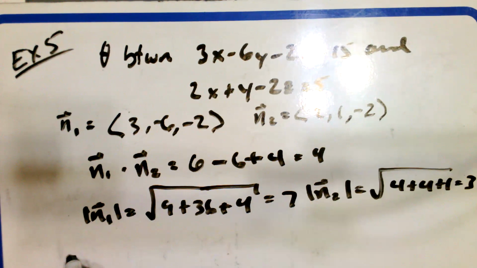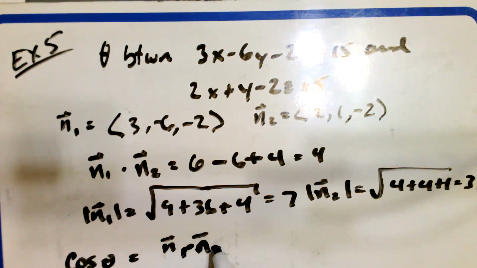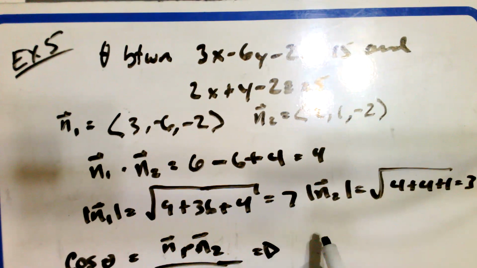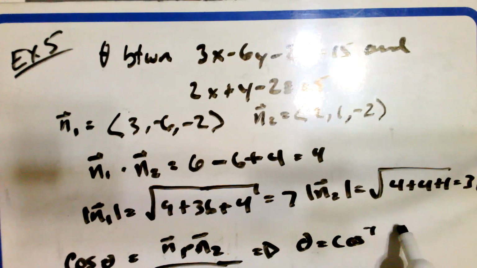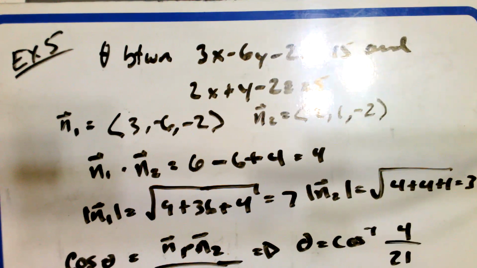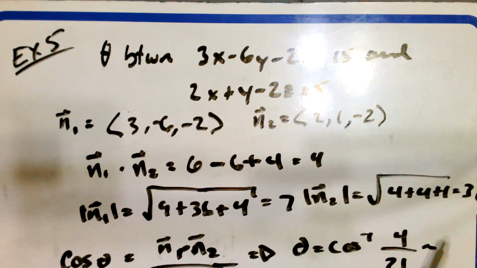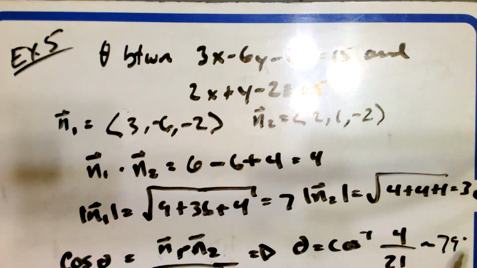So then the cosine of theta, the angle between, is N1 dotted with N2 over the magnitude of N1 times the magnitude of N2. So if I take the inverse cosine of this, theta is equal to cosine inverse of 4 over 21, which is about 79 degrees or so. Okay, I hope that was helpful, and I will see you in the next video.